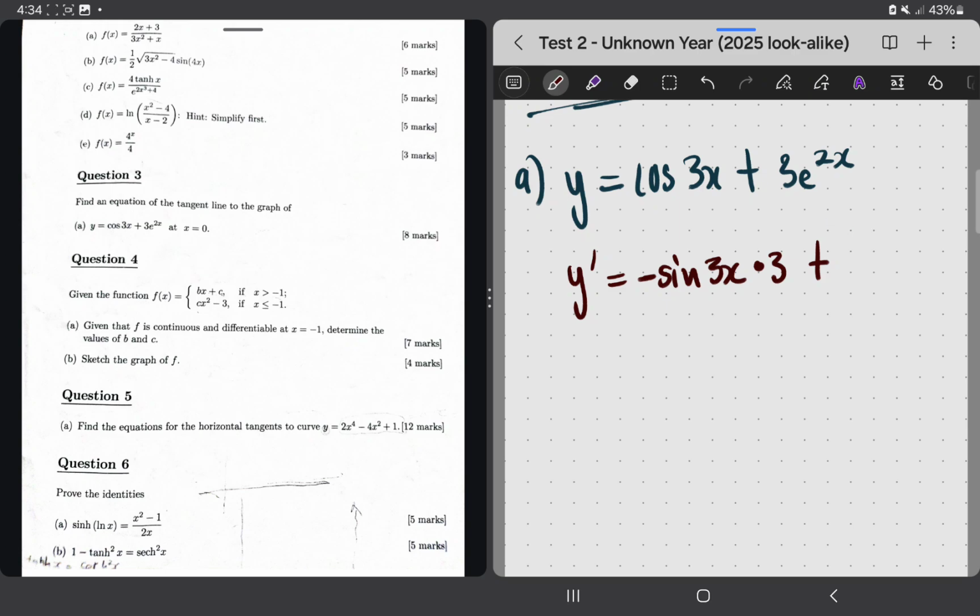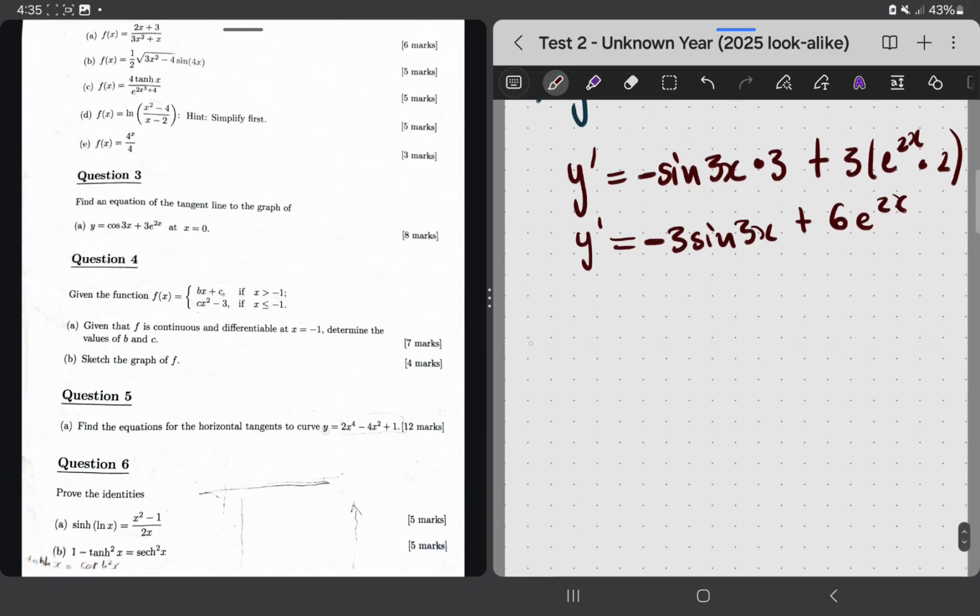Now we do the derivative of this. What is it? 3 is just outside. What's the derivative of e to the 2x? It comes back, e to the 2x. Then you multiply by the derivative of the inside. If it's e to the 2x, first it comes back. We put it on our common derivatives table. You can go back and see. It comes back, then you multiply by the derivative of this. What's the derivative of 2x? It's just 2. So this is now just going to become negative 3 sine 3x plus 3 times 2, it's 6e to the 2x. This is our y prime.